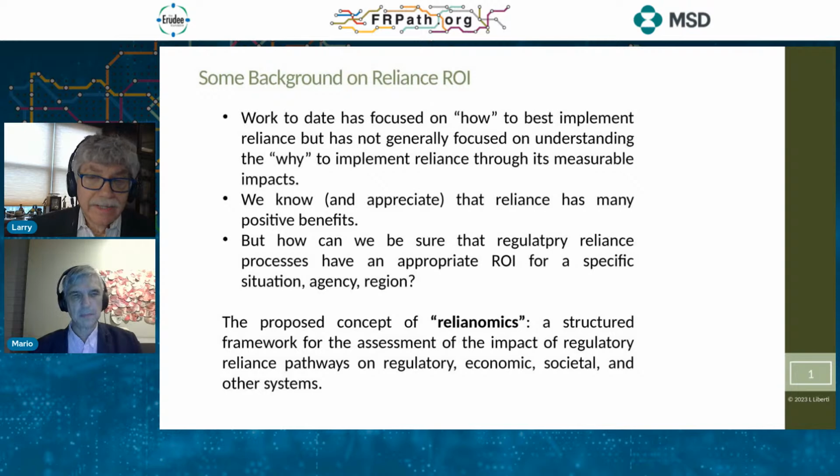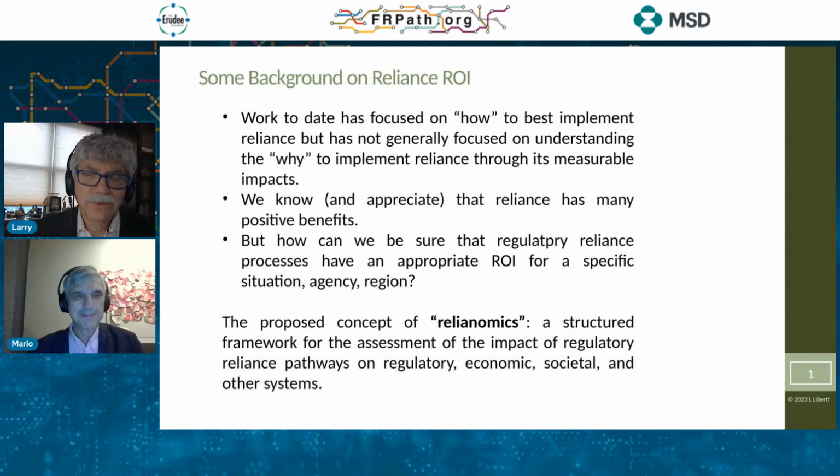We know that reliance has many positive benefits. There's no doubt about it. But how can we be sure that regulatory reliance processes actually have an appropriate return on investment? A return on investment for the use in a particular category of products, or for a particular agency, or within a region. So, working with colleagues who I'd like to attribute at the end through Utrecht University, CRS, and Temple University, we're proposing this concept of Relianomics.